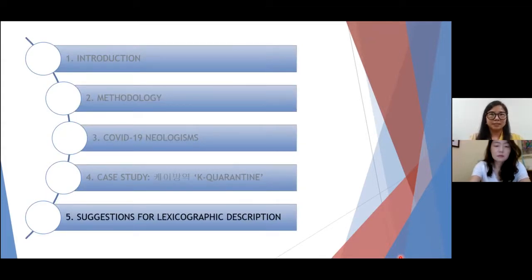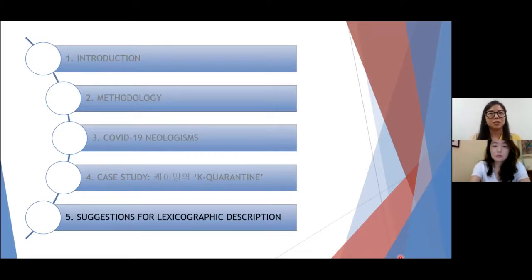So the case study of K-quarantine showed that the same neologism, the same headword candidate, can have different values when used in different genres. Even if comments do not perfectly represent the whole language, they still provide real-life examples of spontaneous subjective evaluation, which cannot be seen in news articles.